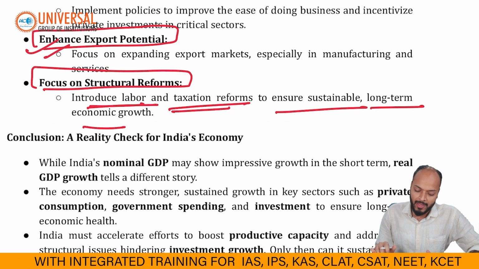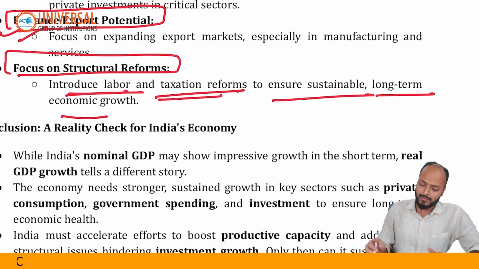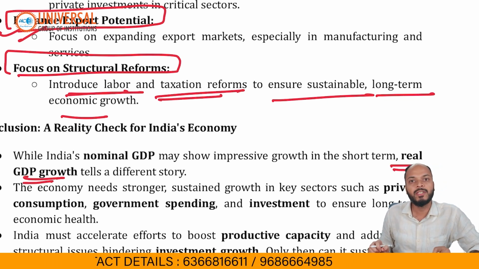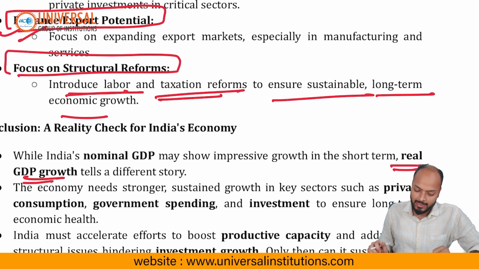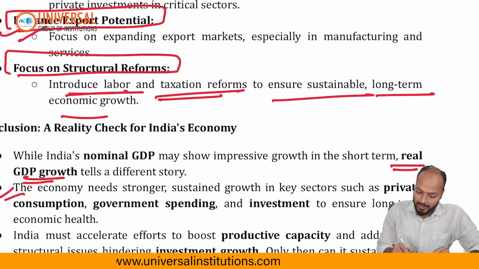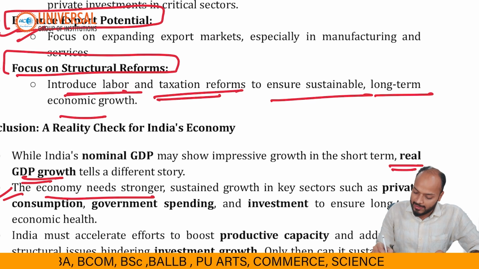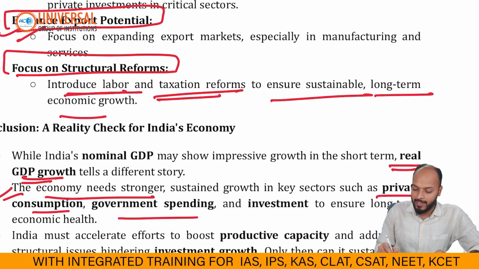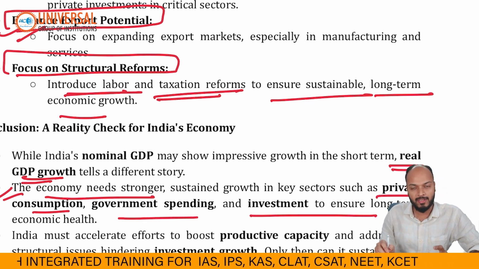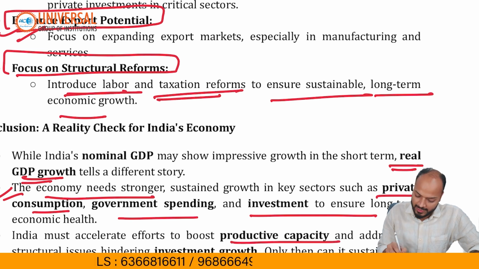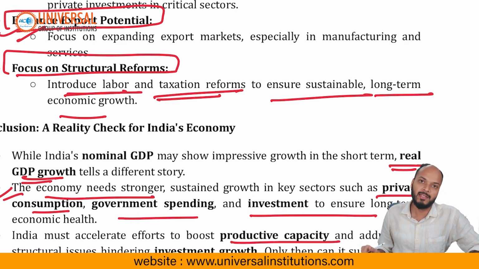And hence the conclusion is, firstly, it is real GDP which gives us the real number, which is what matters to us. Then secondly, in order to have a strong GDP or strong economy, key sectors like private consumption, government spending and investment have to be increased. And lastly, productive capacity, or investment, has to be accelerated, right?